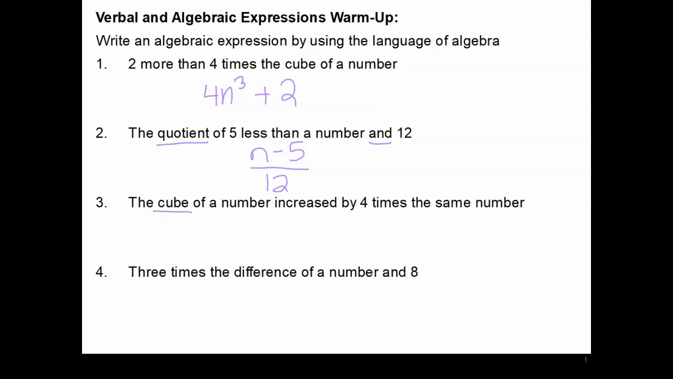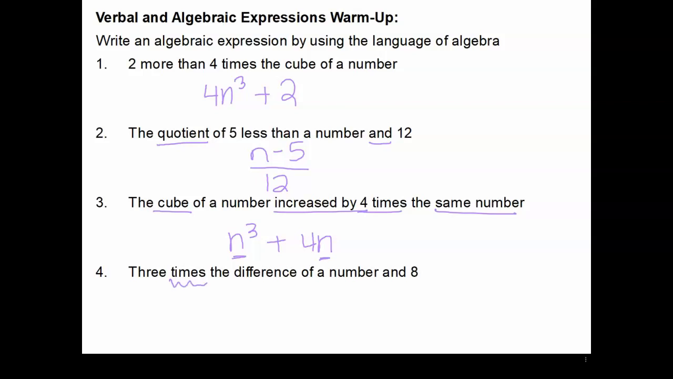Cube means to the power of 3. The cube of a number increased by 4. So we're adding 4 and to that number, and it has to be multiplied. So it's n cubed plus 4n. And since it said the same number, we had to use the same variable both times.